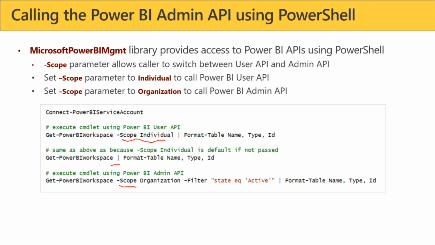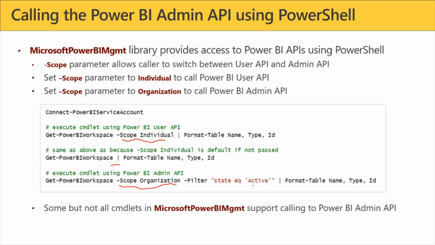And down here at the bottom is where we're going to say scope organization. That's when we flip the switch. And instead of calling get groups, we call get groups as admin. And it could potentially return every single workspace in our tenant. Okay. Now note that the way that you make the operation call the admin APIs is to say scope organization. And the last point here is that some, but not all, of the commandlets in this library support switching over and calling the Power BI admin APIs.